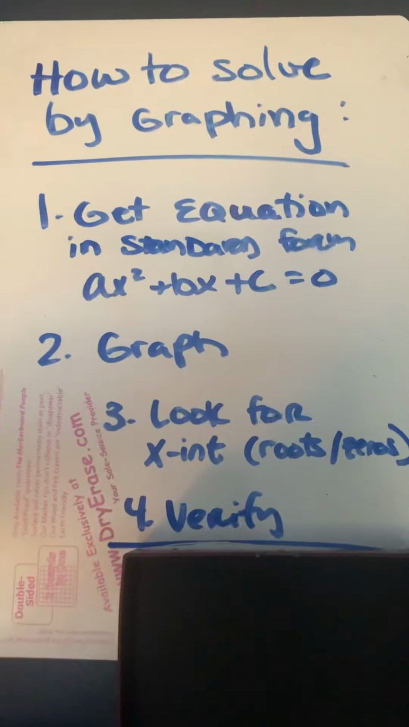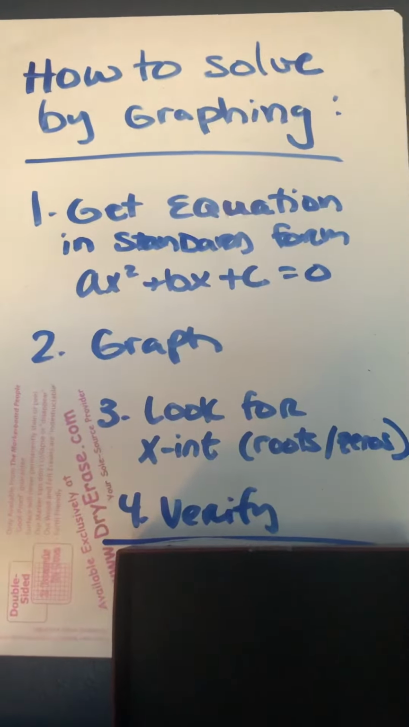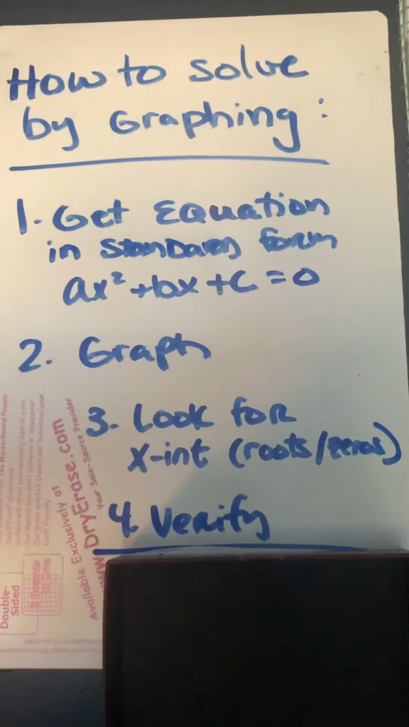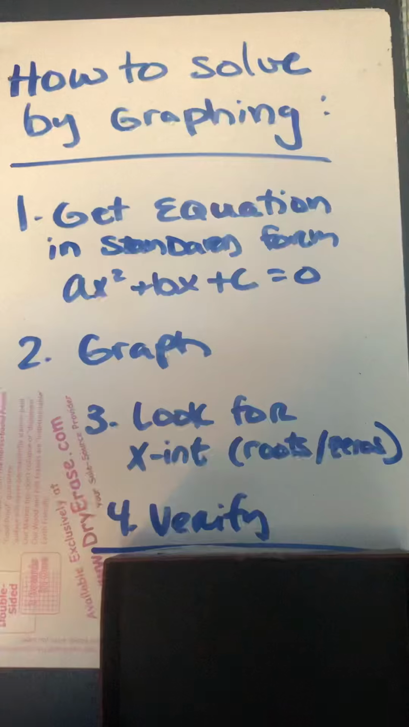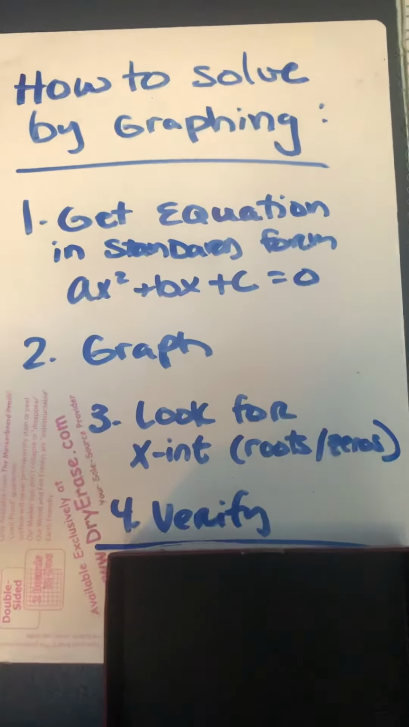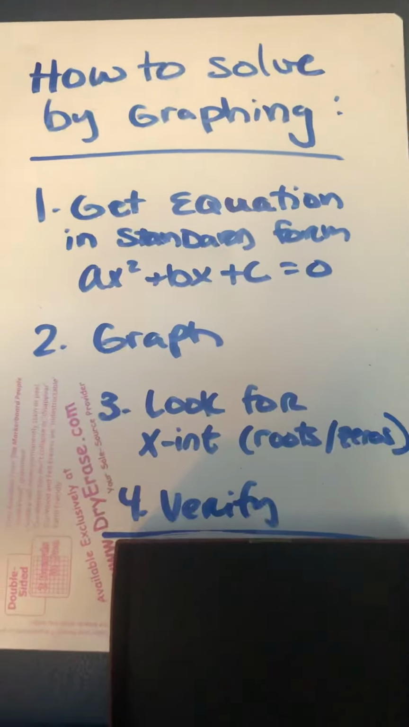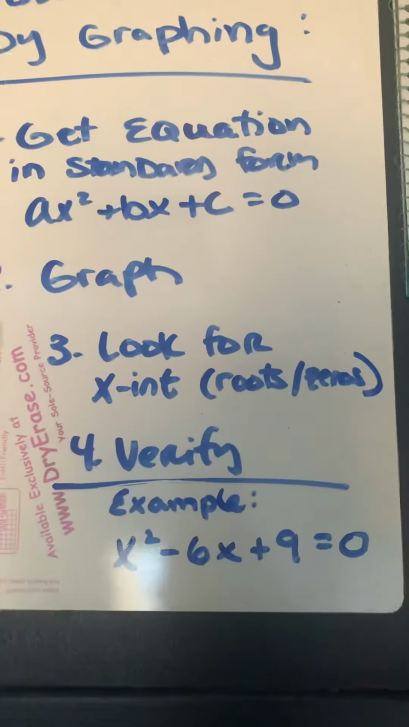Step 2, use a graphing calculator or graphing application to graph this parabola. Step 3, look for the x-intercepts. These are sometimes called roots or zeros. The x-intercepts are the locations of our solutions. Fourth, verify. Make sure that you take those values, plug them back into the original equation, and confirm that they make a true statement.